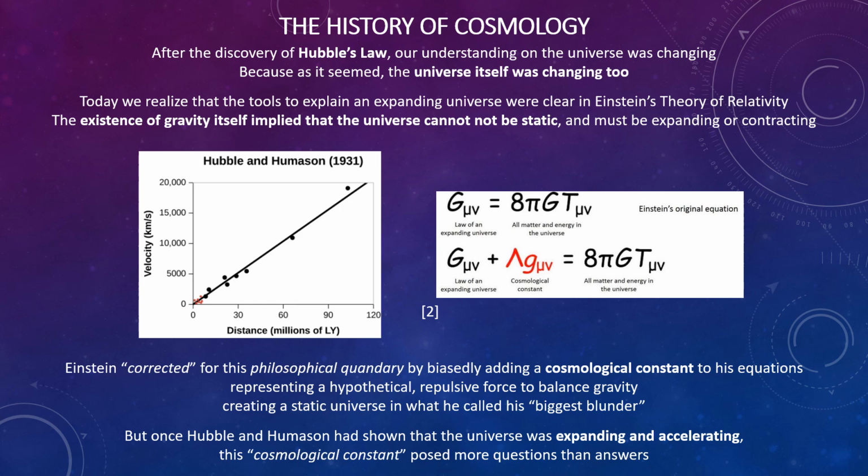And for some time, it seemed like the cosmological constant was indeed not something that was actually present. But after Hubble and Humason showed that the universe was expanding and accelerating, this need for a cosmological constant, something that acted as a repulsive force, actually began to take on significance. It may actually be needed to explain the universe as we see it using Einstein's theory of general relativity. So Einstein died before it was known that this cosmological constant may have actually had validity.